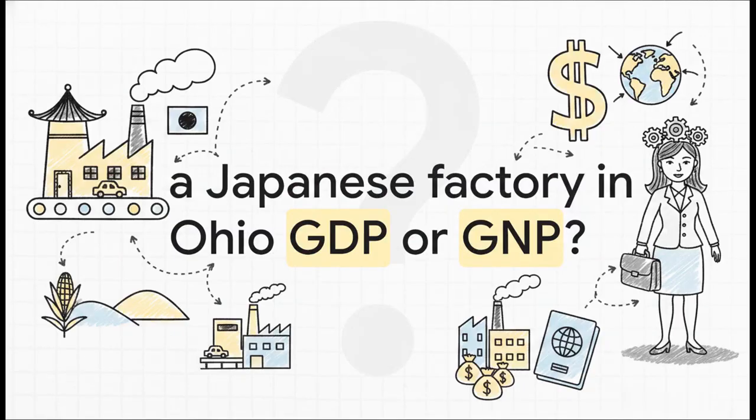Imagine our friend Ivy the investor decides to oversee the construction of a massive Japanese auto factory smack in the middle of Ohio. Okay, pause the explainer for a second. Think about Ivy's new auto factory. And tell me, does this count toward US GDP or US GNP?